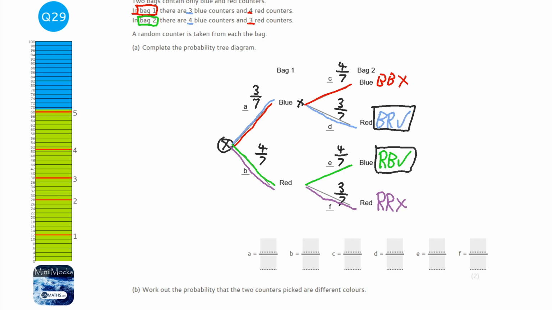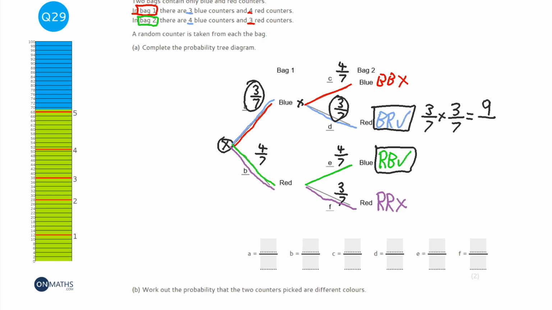Now the way of working out the probability of ending on either of those is just to write down the fractions that you passed to get there. So I passed this one, so 3 over 7, and I passed this one, so another 3 over 7. And then what you do is you times them. Now to times fractions you just times the tops times the bottoms. So 3 times 3 is 9, 7 times 7 is 49.